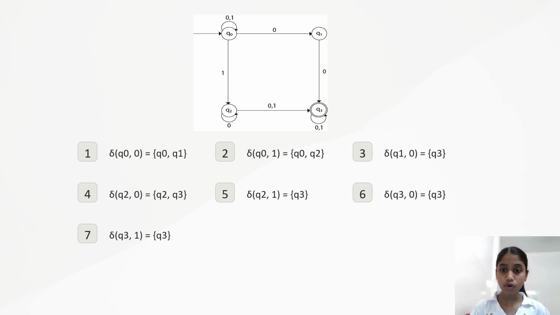Then Q1 on 0 will go to Q3. Q2 on 0 will go to Q3 and also itself, that is Q2, Q3. Q2 on 1 will also go to Q3. Then Q3 on 0 will go to itself, that is Q3, and Q3 on 1 will also go to itself. So you can design the transition diagram, I understand.